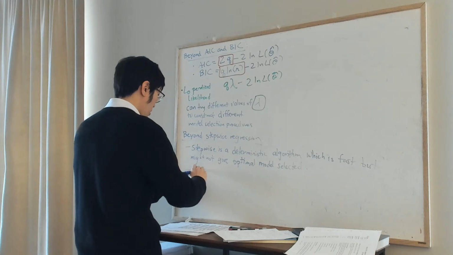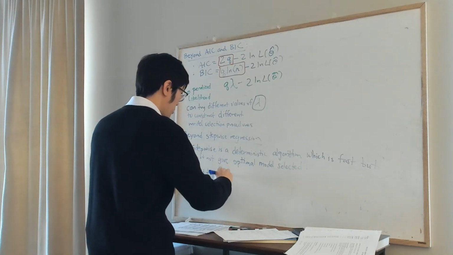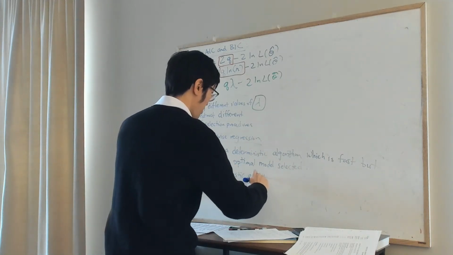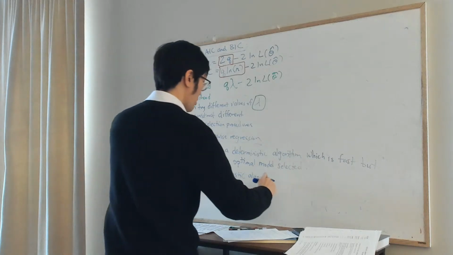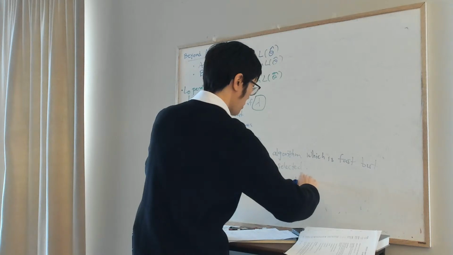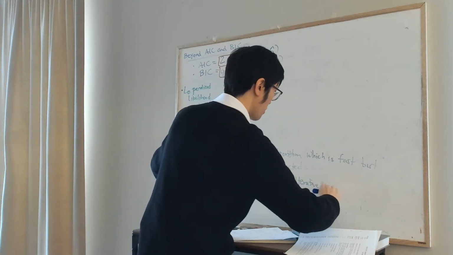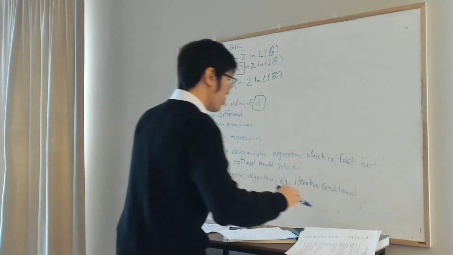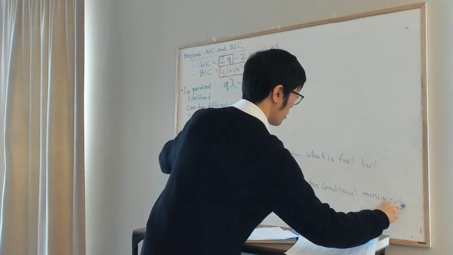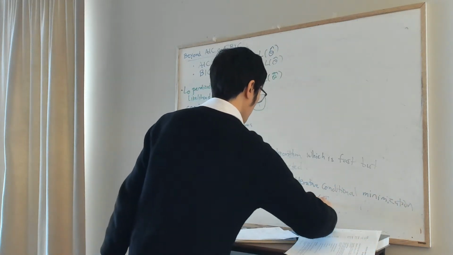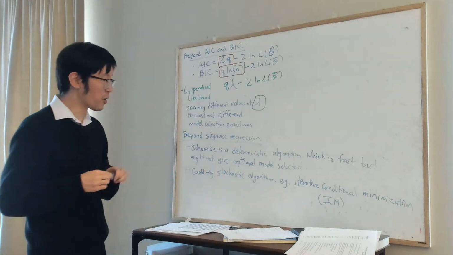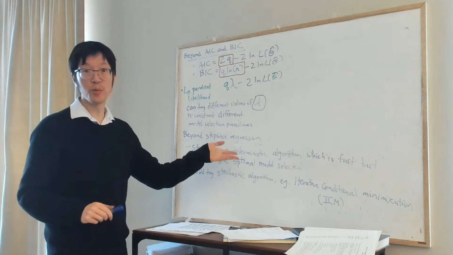We could try stochastic algorithms. I'll give you one today, which is called iterative conditional minimization. I'm going to abbreviate that as ICM. So it includes some randomness in the search process, so as to potentially give us a more optimal solution.